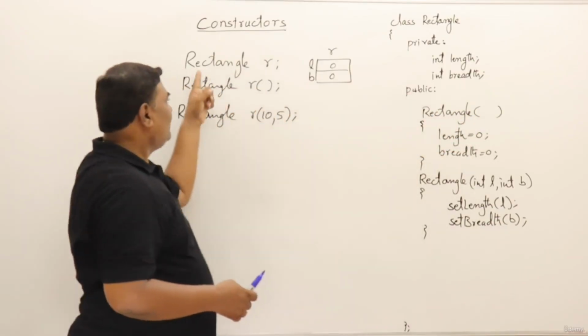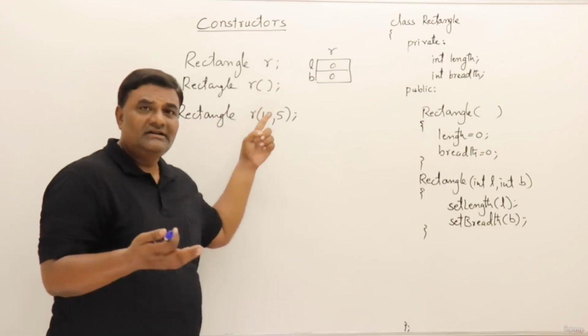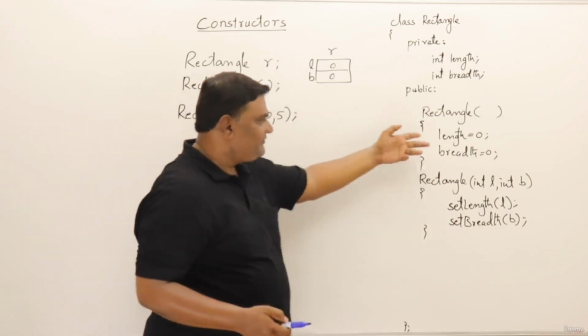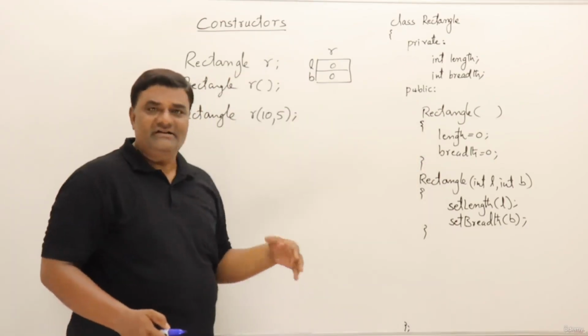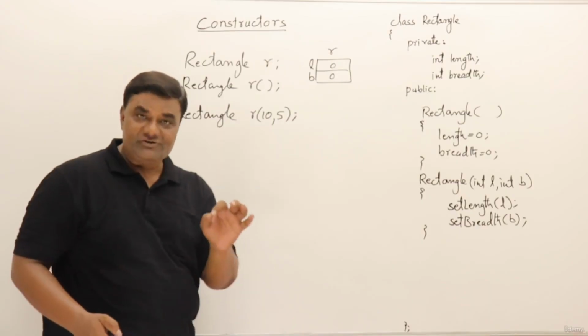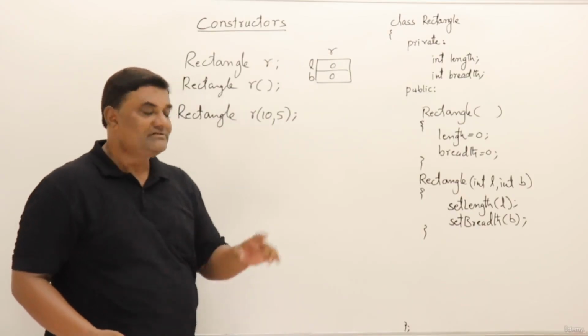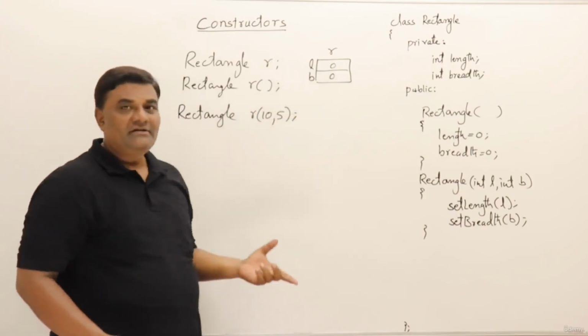So you did not give what color, what brand you want, right? Non-parameterized. I want a rectangle. What length, what breadth? Understood, 0, 0. So initially it is 0, 0. Later you can change it. But initially there should be something, right? It cannot be garbage. That's it. So 0, 0 will be there.